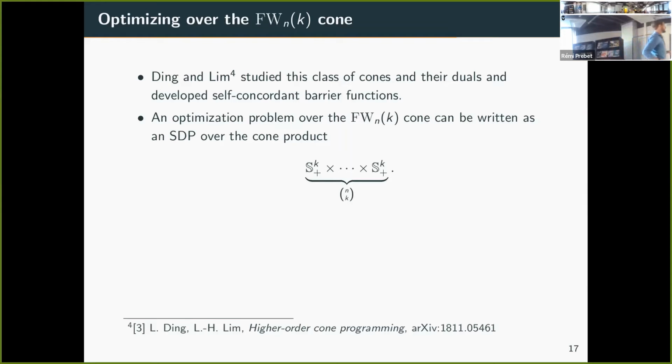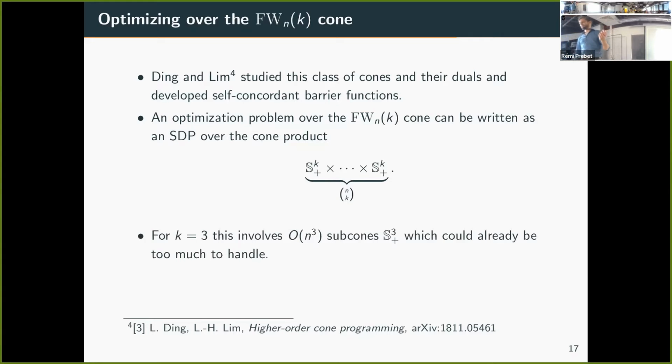An optimization problem over the vector width cone can be written as an SDP over this cone product here, where you see that the size of the matrices decreased to k by k matrices. But the problem is that you have n choose k of them, right? So if you set k equal to 3, you're going to have on the order of n cubed matrices. In practice, this could already be too much to handle for modern interior point methods or solvers.